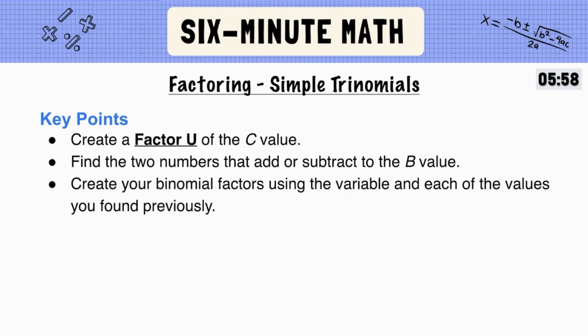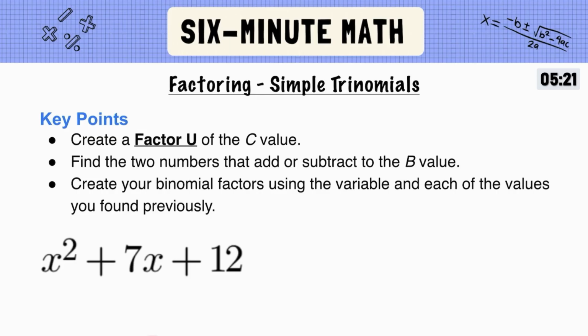Our key points when we are factoring simple trinomials: first, we are going to create a factor u for that c value. If you don't know what a factor u is, please check out our video here at 6-Minute Math called Factoring, which is linked in the description below to catch you up to speed. Next, we're going to find two numbers that add or subtract to that middle b value. And then lastly, I'm going to create my binomial factors using the variable given and each of the values we have previously found. So what does that look like?